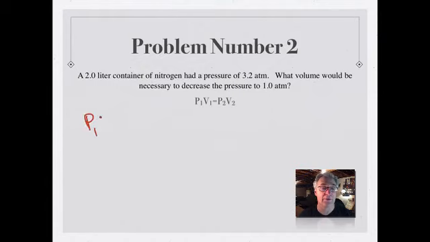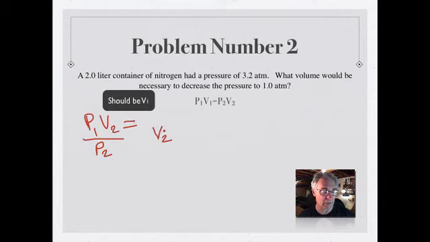P1 times V1, and that equals, now remember, we're getting rid of the pressure, so we're going to put the pressure down here, P2, and that's going to equal V2. That's what our volume is going to be. So we know that P1, according to this, is going to be 3.2 atmospheres. So here it is right here. So let's just put that in the equation. So P1, it's atmospheres now, 3.2 atmospheres.